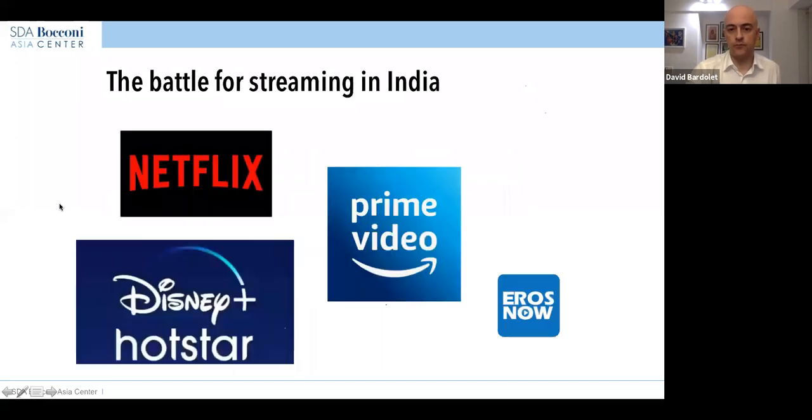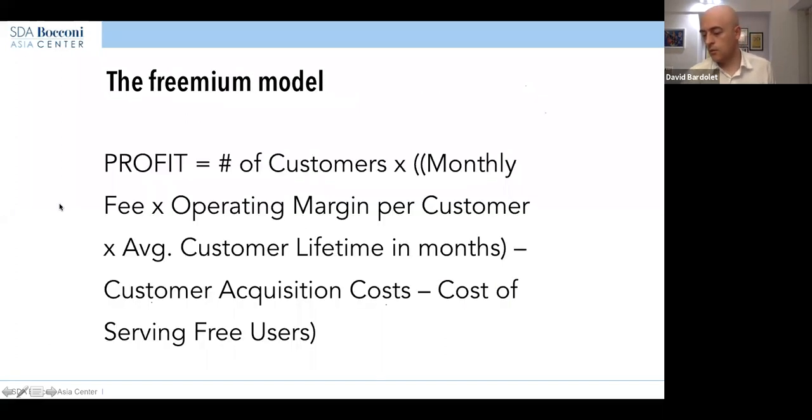Finally, and I don't want to go too much above the time, you can go from a subscription model to what we call a freemium model. Freemium, free and premium, freemium. You can go from a subscription model to a freemium model only by adding one last variable to this formula, which is the cost of serving free users.